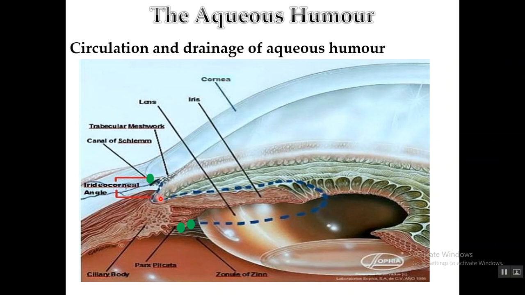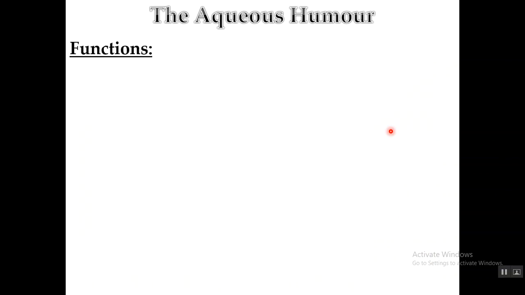From this angle it will pass to what's called the spaces of Fontana, the canal of Schlemm, and the episcleral vein, and finally reach the systemic vein. So the balance between its formation and its drainage is responsible for the pressure inside your eyeball, or intraocular pressure. Okay, this is the circulation.